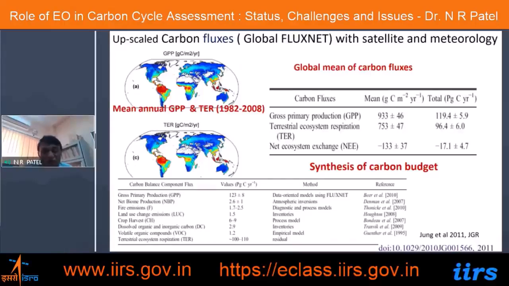Various sources of data, like the flux network data, satellite estimates, forest inventories, and process-based models, can all be used to synthesize a carbon budget like the global carbon budget I have shown. It is all done through different components: fire emission, net biome production, land use change, crop harvest, dissolved organic carbon, volatile organic carbon, all different compounds. Whether source or sink, all are synthesized to derive the carbon budget.